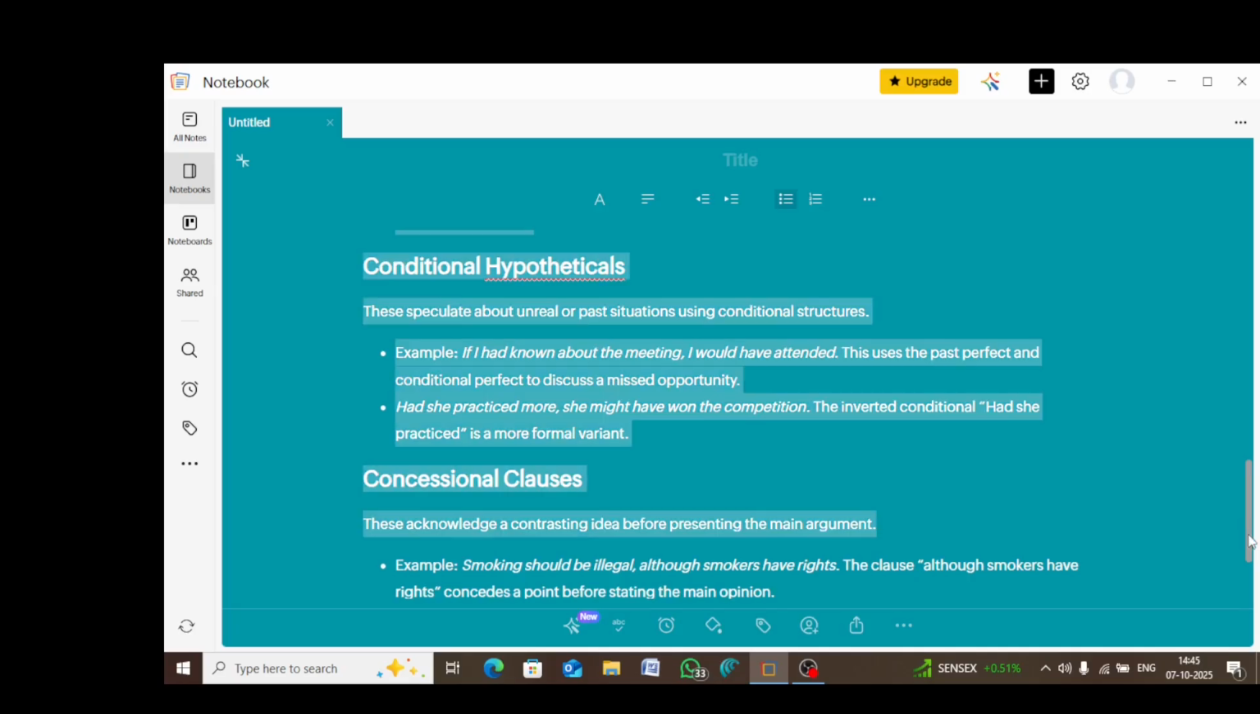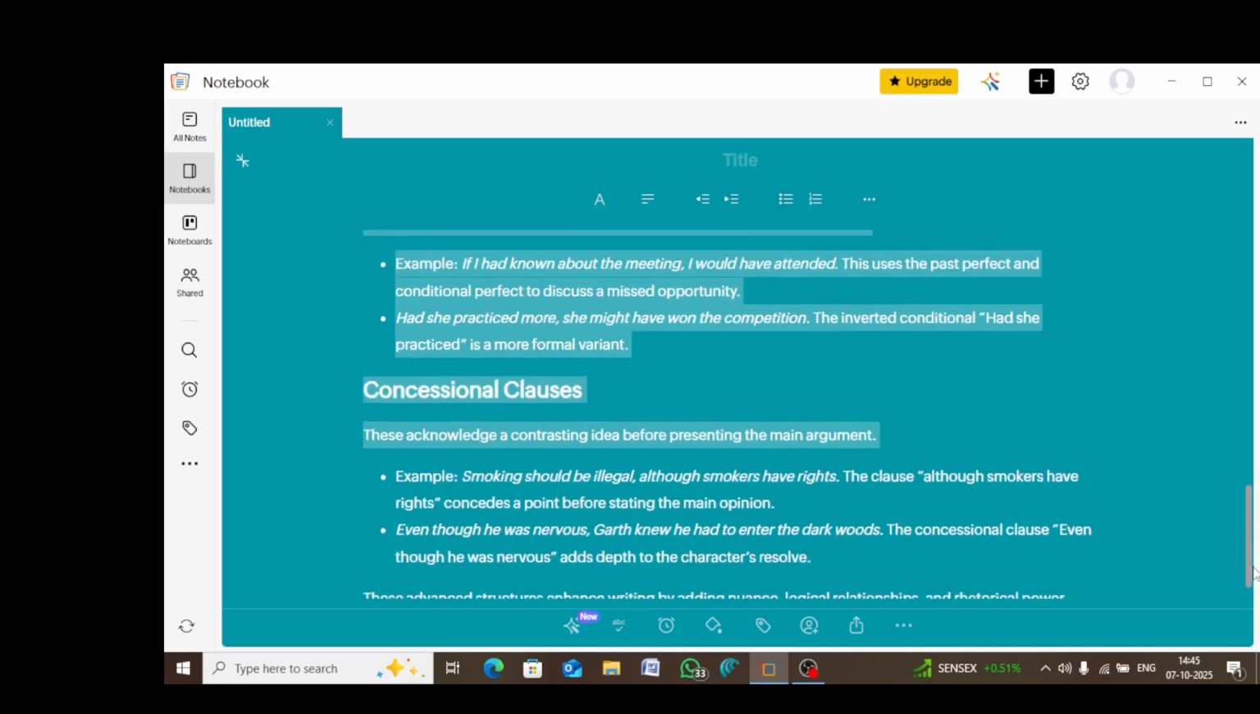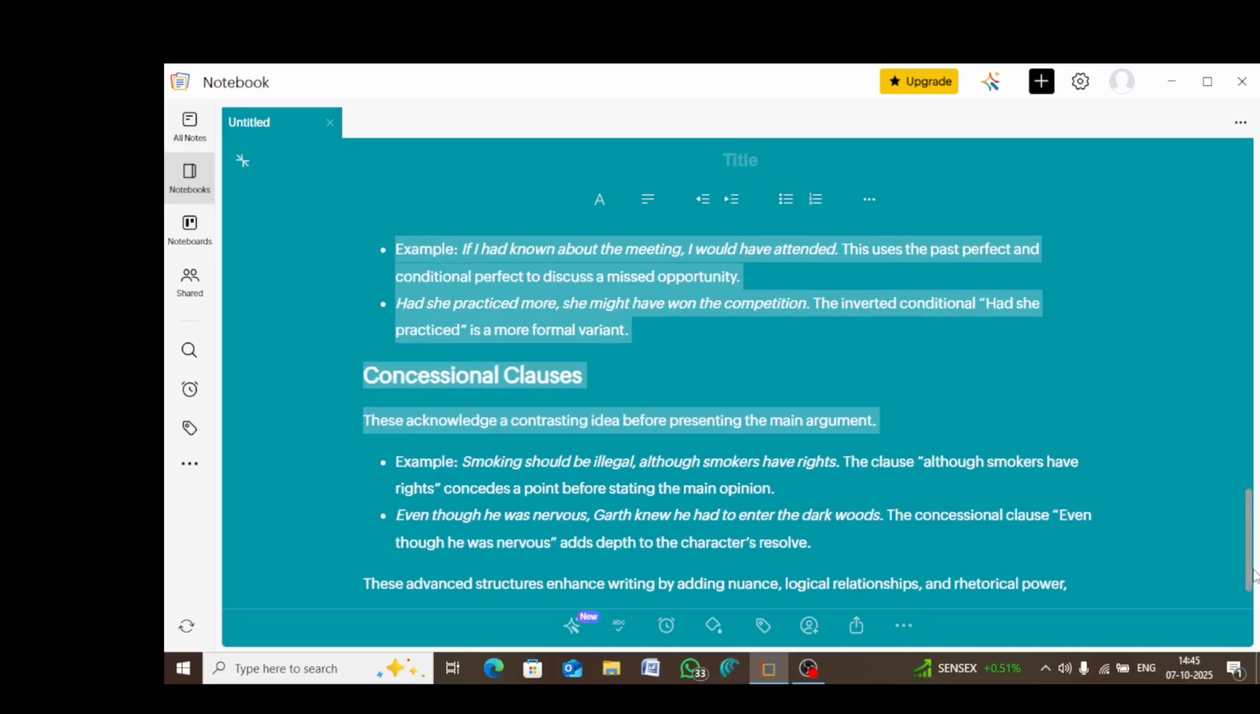Now concessional clauses or concessional sentences. Example, smoking should be illegal although smokers have rights. The clause although smokers have rights concedes a point before stating the main opinion. Another example, even though he was nervous, Garth knew he had to enter the dark woods. The concessional clause, even though he was nervous, adds depth to the character's resolve.